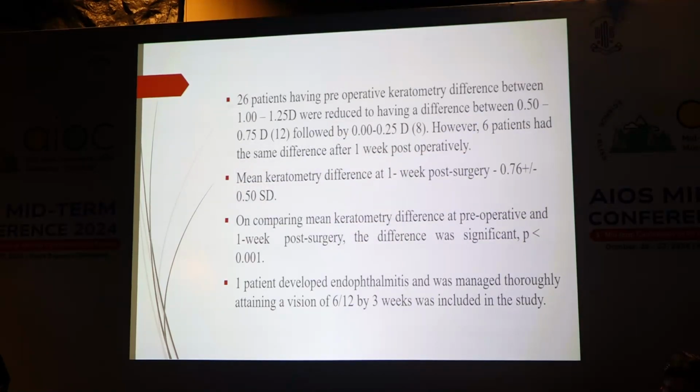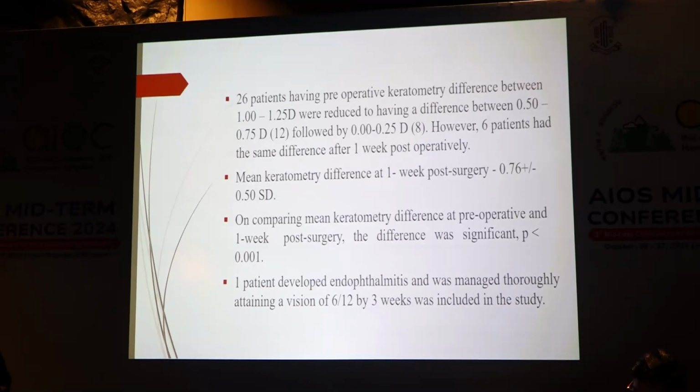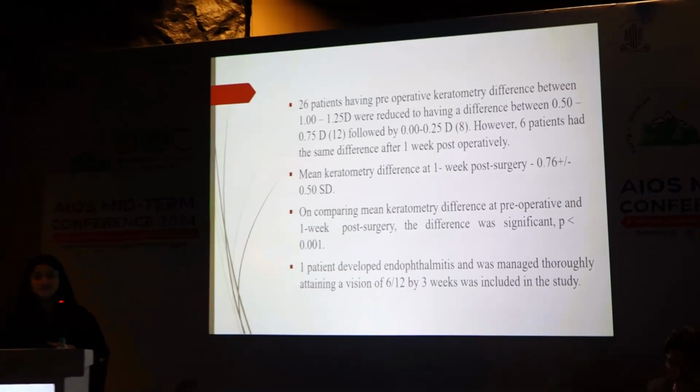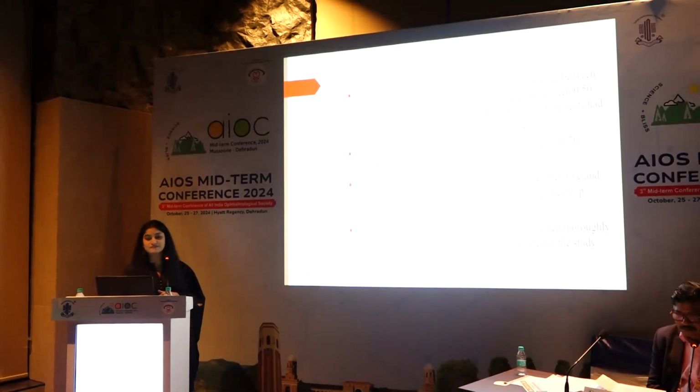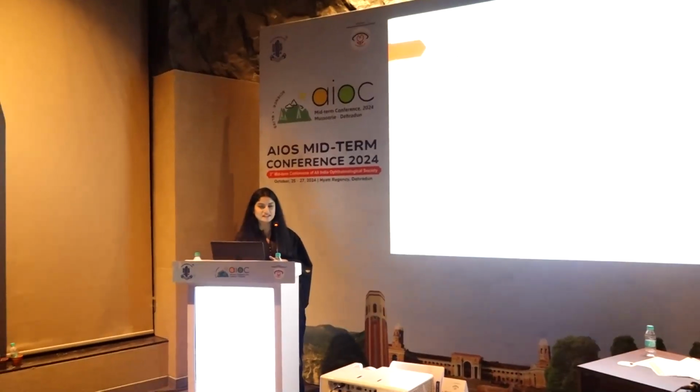Now we see that we took the 1 to 1.25 as a parameter, where 26 individuals were there pre-operatively. Out of this 26, 12 had between 0.5 to 0.75 and 8 between 0 to 0.25. 6 patients remained the same. The mean was 0.76 plus minus 0.5, which was again statistically significant.